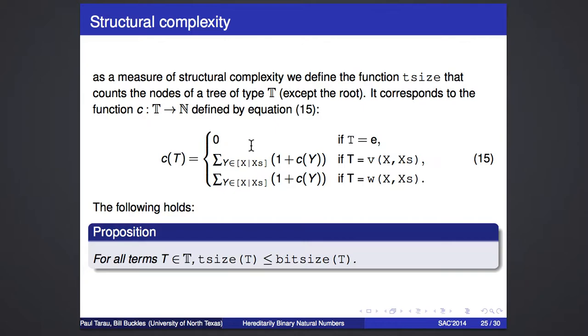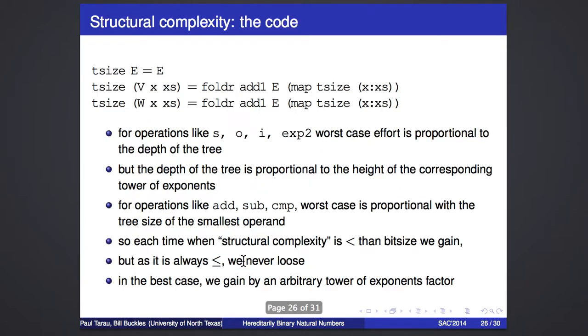So this function is 0 if T is empty. Otherwise, it would be 1 plus the complexity of all the components that it has, independently of whether it's a V or a W type of node. And with this definition, we get that the structural complexity given by the Haskell function t size is smaller than bit size. The actual function is here.